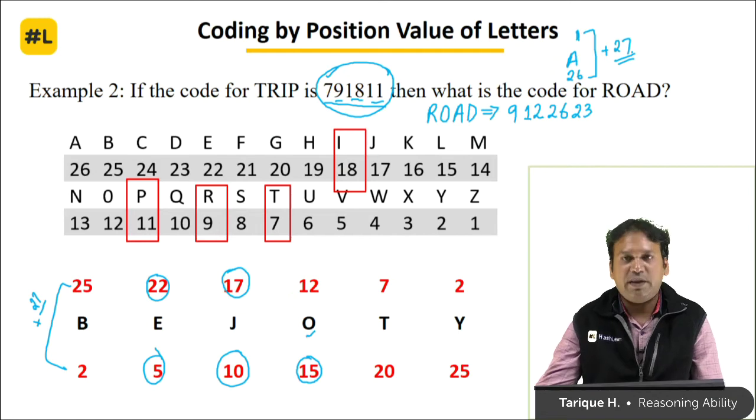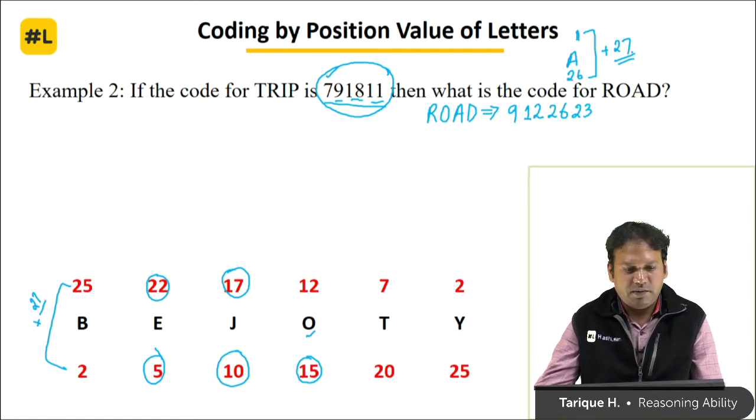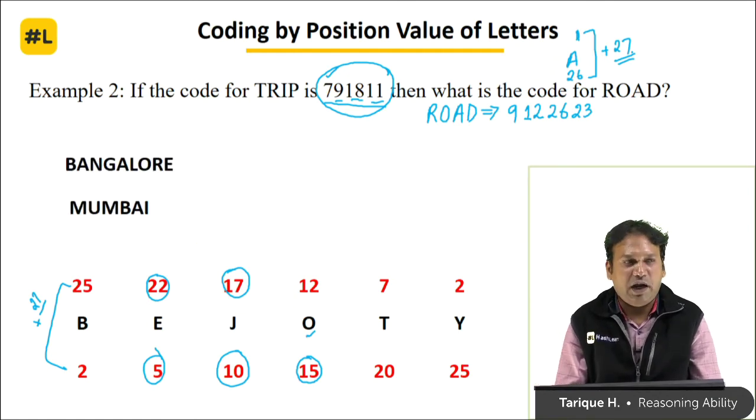Alright. Now let us do one thing. I just remove this table, and quickly can you find out the code? What will be the code for Bangalore and Mumbai using reverse positional value of letters? Using the reverse positional value, what will be the code for Bangalore?